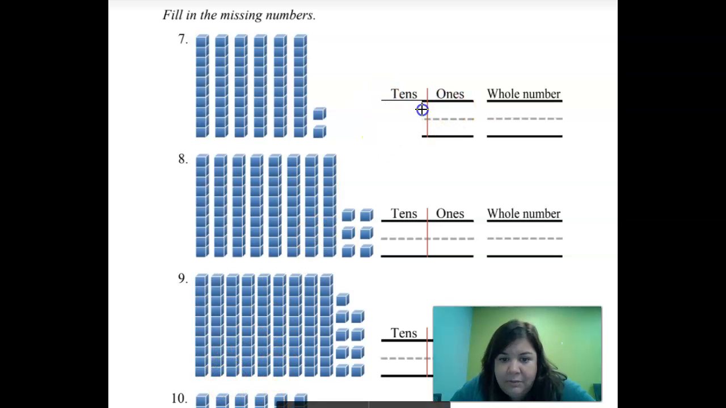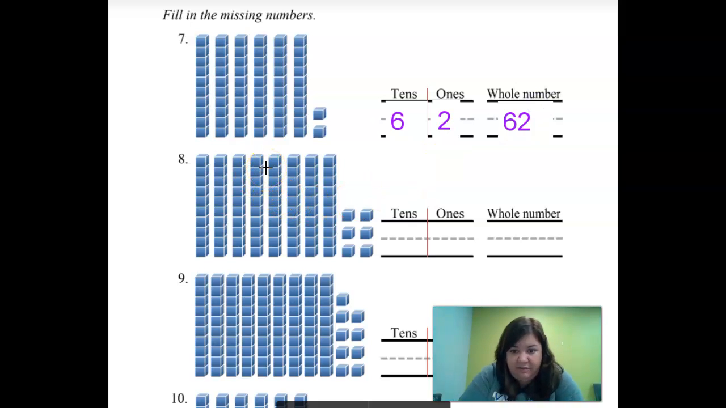How many did we say we had here? 6. Yeah, and then how many do we have in the ones column? 2. And that gives us, when we put it together, a whole number of 62. All right, ooh, look at number 8. That's a lot of counting.